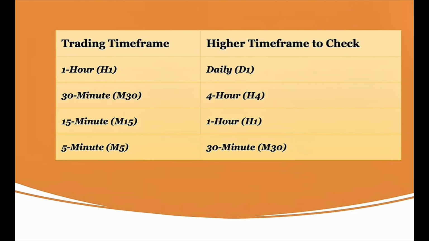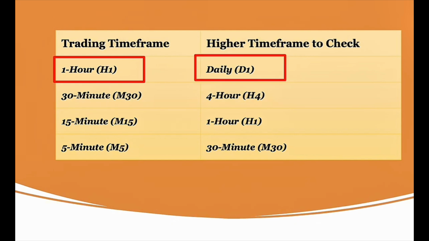The goal is to confirm that the higher time frame is moving in the same direction as your setup. For example, if you're looking to enter a bullish setup on the hourly chart, you want the daily trend to be bullish too. Trading against the higher time frame trend can increase risk, but when both time frames align, your setup becomes much stronger and more reliable.